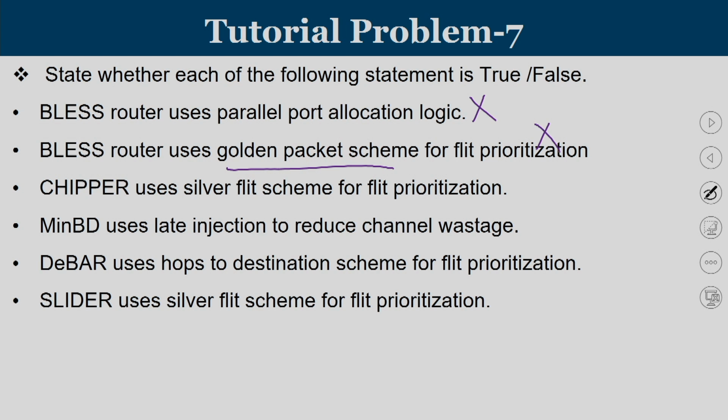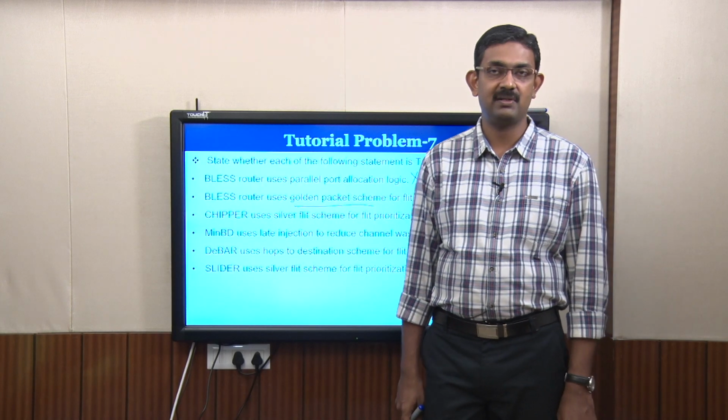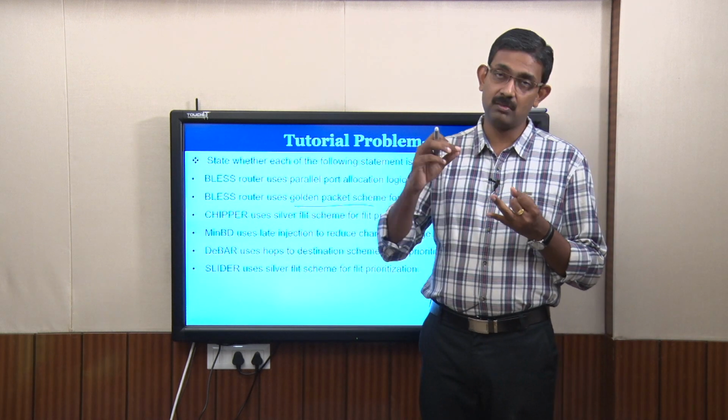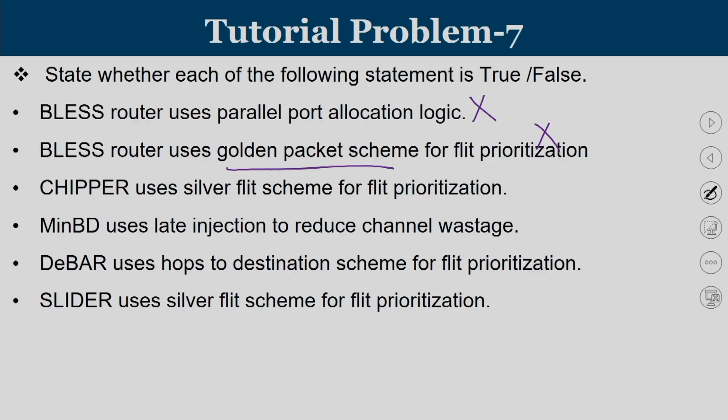Now the third one, CHIPPER uses silver flit scheme for prioritization. The concept of the silver flit scheme is introduced in the MinBD router. Essentially, CHIPPER is working with the golden packet concept. So CHIPPER works with the golden packet concept and MinBD works with both the golden packet as well as the silver flit. So the statement that CHIPPER uses silver flit scheme for flit prioritization is also wrong.